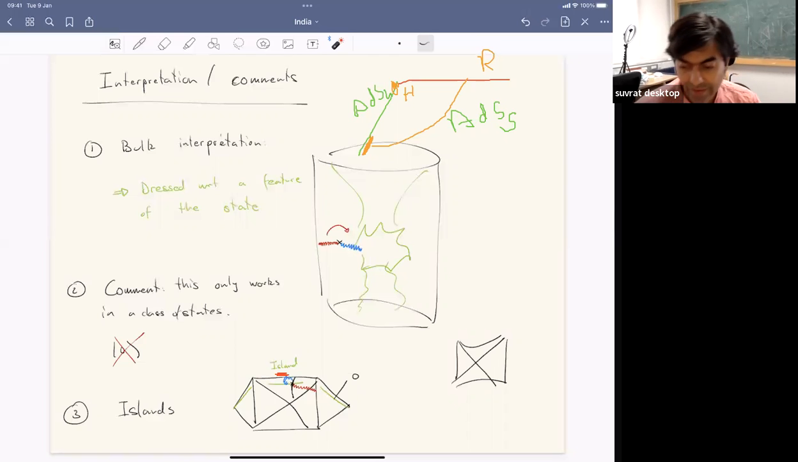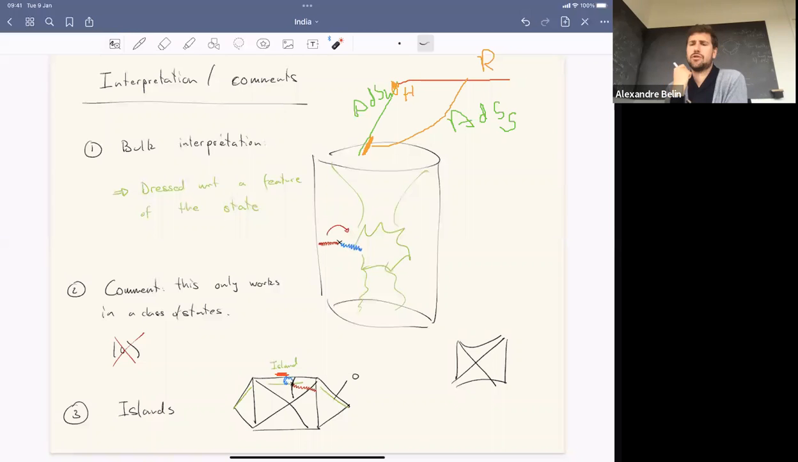Maybe one more thing to say is, I guess if you had an end of the world brane sitting behind the black hole, then you could think of your construction as moving the dressing from the boundary to the end of the world brane. Yeah, that works. But that's not so different than the supernova. I mean, it's a bit more subtle because it's behind the horizon, but it's a very atypical type of microstate where you have a geometric feature inside. Right.